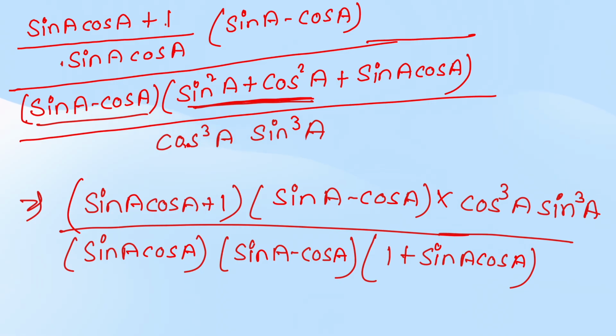Now see, what can we cancel? It is sin A cos A plus 1, and it is also sin A cos A plus 1. We can cancel them out. It is sin A minus cos A, and it is also sin A minus cos A. We can cancel them out.